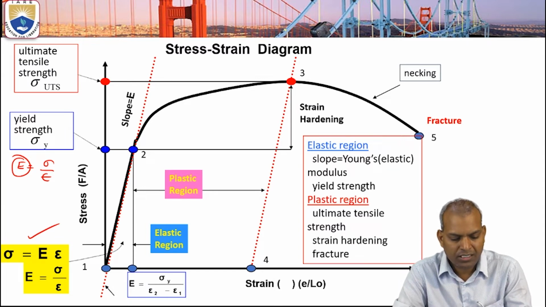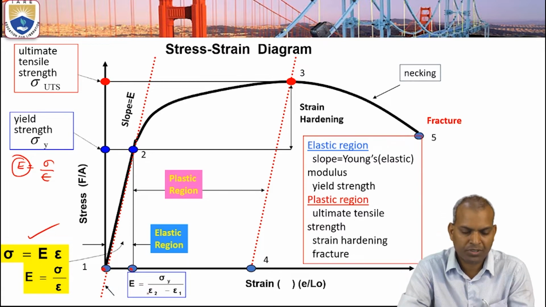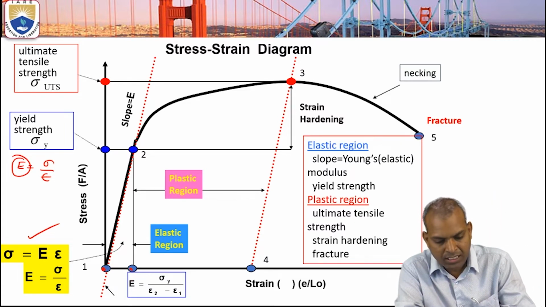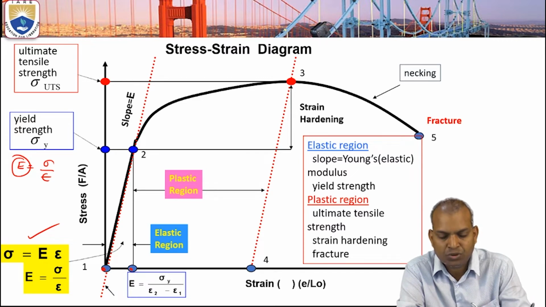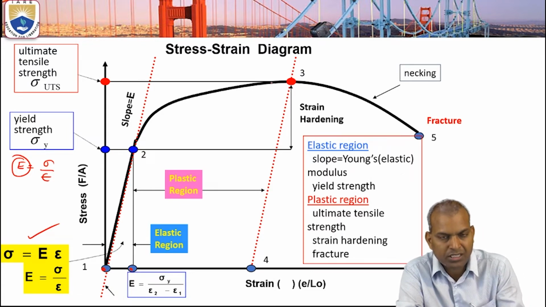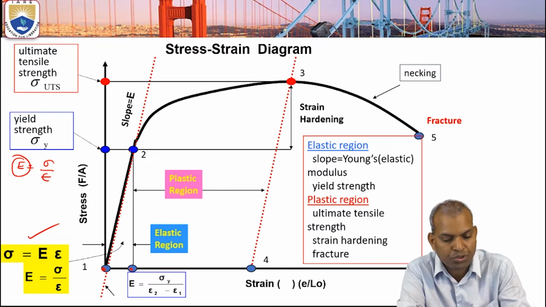Now, at point 2, the modulus of elasticity is the yield strength sigma y divided by the difference between epsilon 2 and epsilon 1. Epsilon 2 is at point 2, and epsilon 1 is the initial value. The difference epsilon 2 minus epsilon 1 gives the modulus of elasticity at point 2. In the elastic region, the slope is Young's modulus of elasticity, and in the plastic region, we have the maximum strength. The plastic region begins after yield point 2 and goes to point 3. That region is the plastic region.